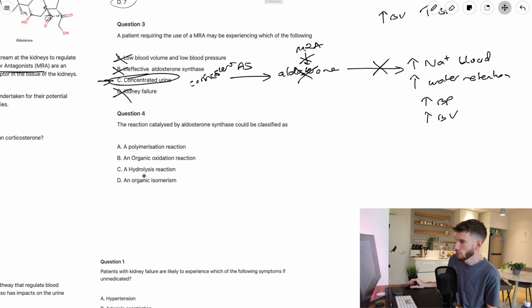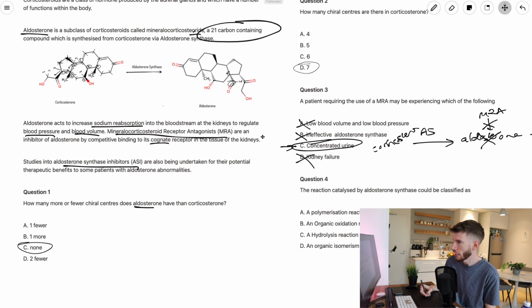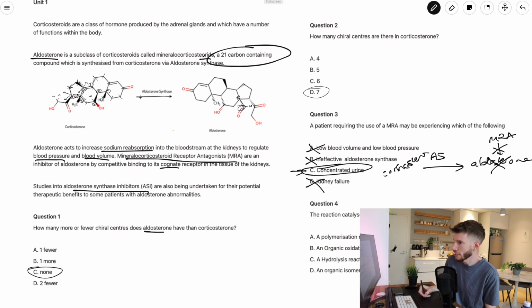And then question 4: the reaction catalyzed by aldosterone synthase could be classified as. Again, a lot of jargon in there to try to throw you off, but really we're just talking about the reaction that was given. So where did aldosterone synthase come in? It's all tongue twisters. What would that type of reaction be?